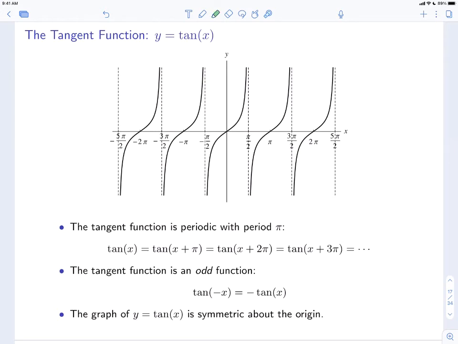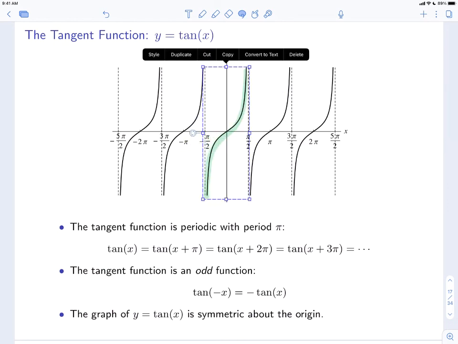And we can demonstrate that. If we just look at this little piece, for example, between minus pi over 2 and positive pi over 2, we can just rotate that and hopefully we'll see that we get the same thing. If we rotate it around the origin, there we go, we get the same curve.